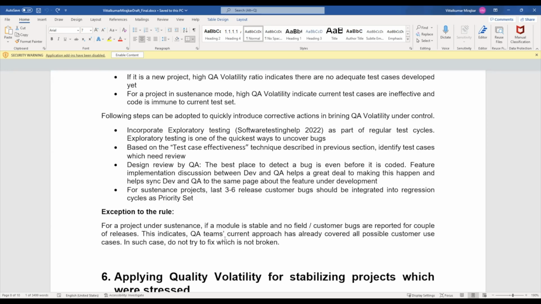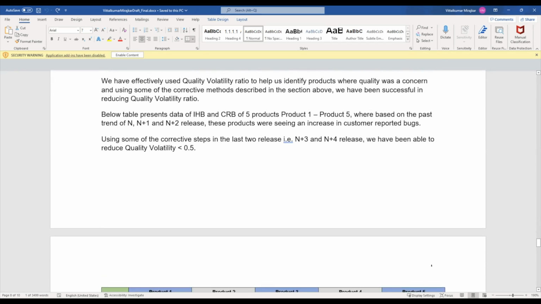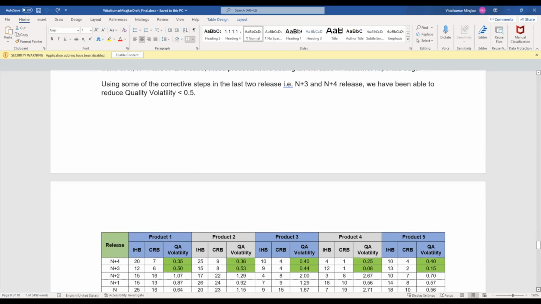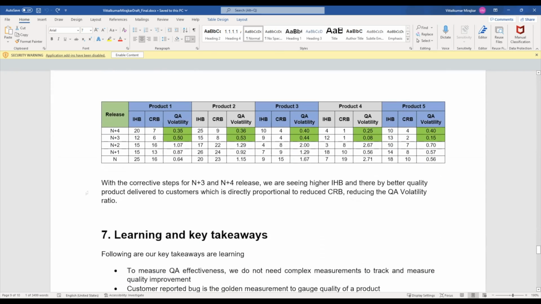Based on all of this, when we started applying these changes for our release, this is what we could see. In-house reported versus customer reported issues, we saw this change coming up. For the same 5 products, for the same features and enhancements that were released, with N+2, we started pushing in the changes.